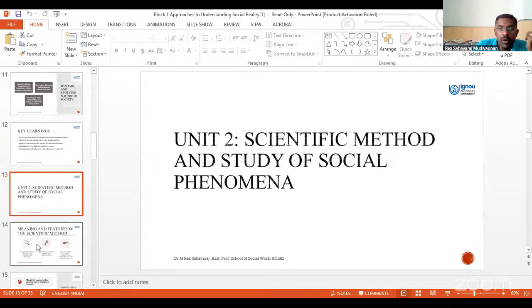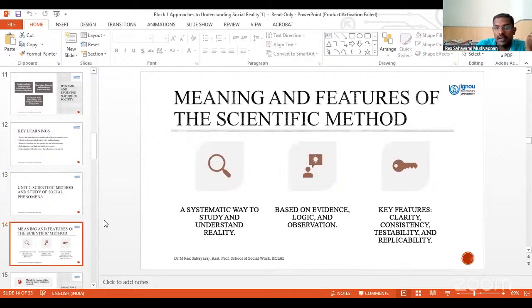And now we move to the scientific method and the study of social phenomena. When you say scientific method, how are we making the study more scientific, right? When you say social research is scientific, we have a systematic way to study and understand reality. It is based on evidence, logic, and observation. When you say evidence, logic, and observation, it is empirical.